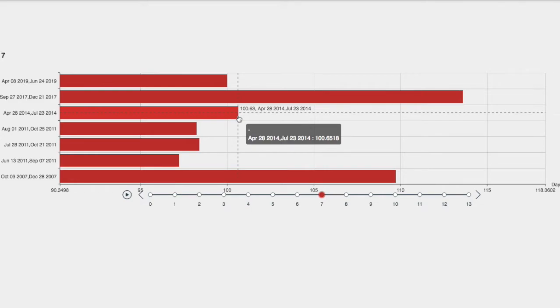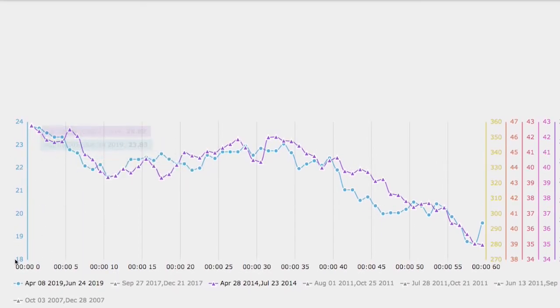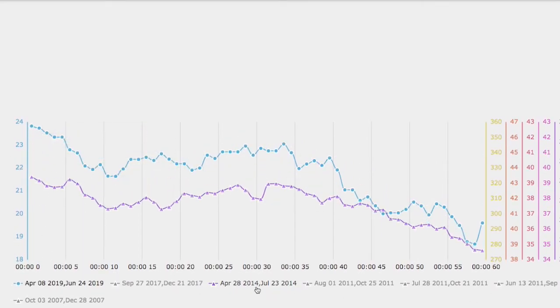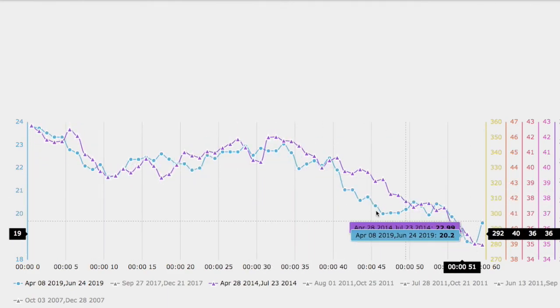So I do expect sideways action, or more in favor of moving on higher, to come in the next coming days. And here's the line graph that I compared it to. So this is the current trend and overlapping with the 2014 trend right here.